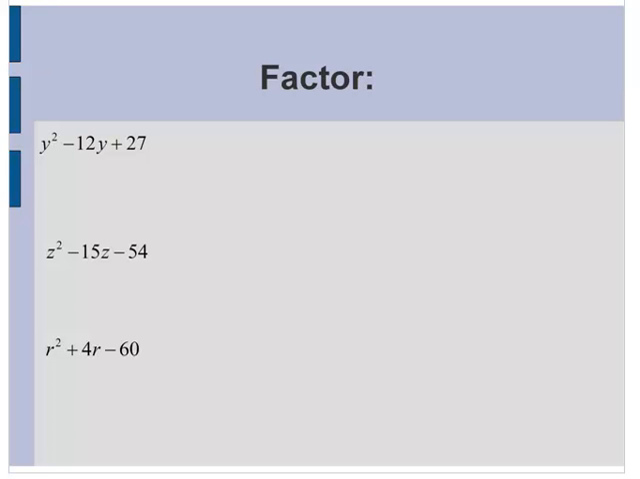What if we wanted to factor y squared minus 12y plus 27? All right, so we need a pair of numbers that multiplies to 27. Again, notice that the lead coefficient is 1. Well, there's 1 and 27 and 3 and 9. We also need them to add to negative 12. Now wait a second, 1 plus 27 is 28 and 3 plus 9 is 12, not negative 12. So here we have to be careful.